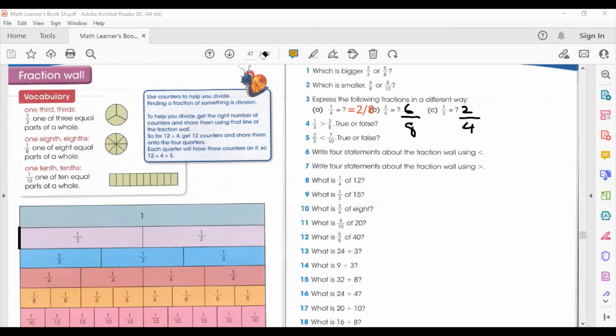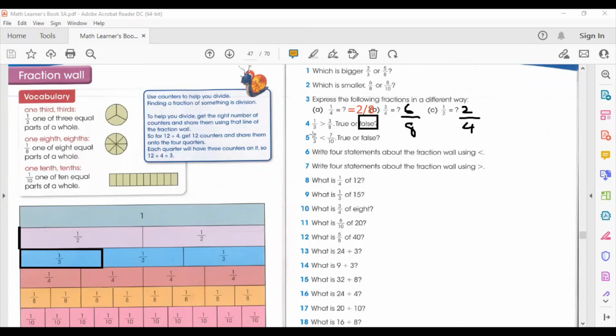1 by 3 it's greater than 3 by 8. So let us check. We have 1 by 3 here. 1 by 3 is bigger than 3 by 8. 3 by 8, 1, 2, 1, 2, 3. No, wrong. 3 by 8 is greater. It's coming here and it is the less than. So it's false. So we are choosing false.